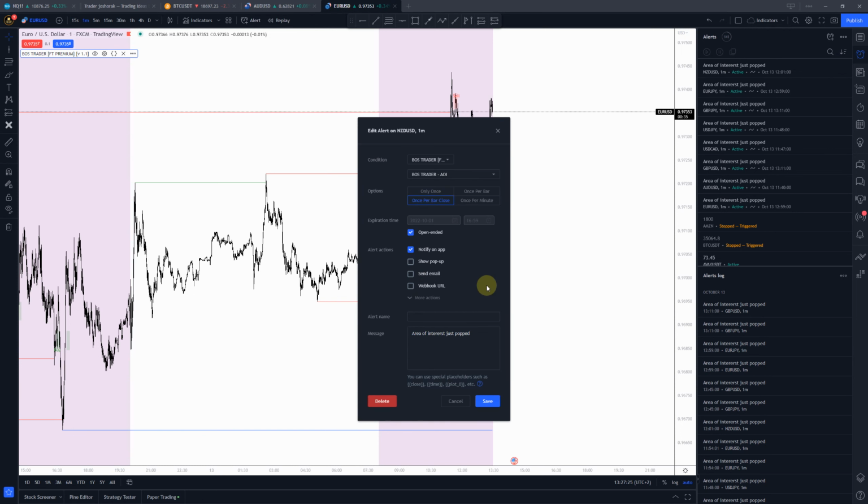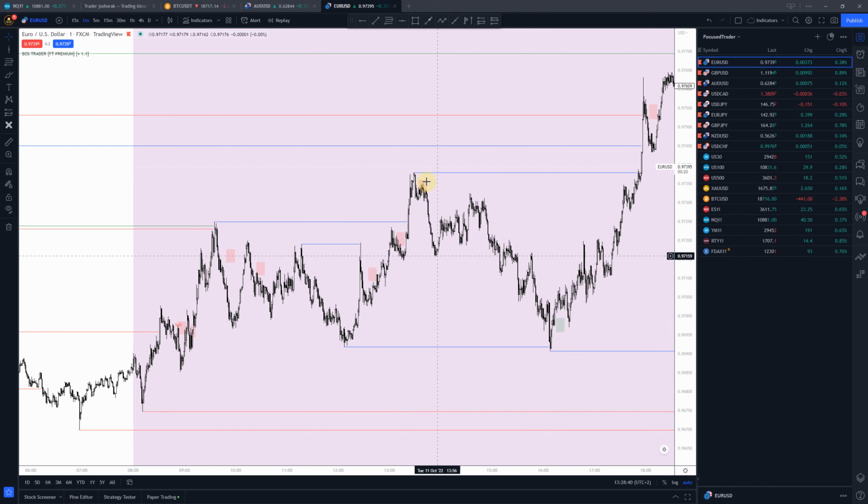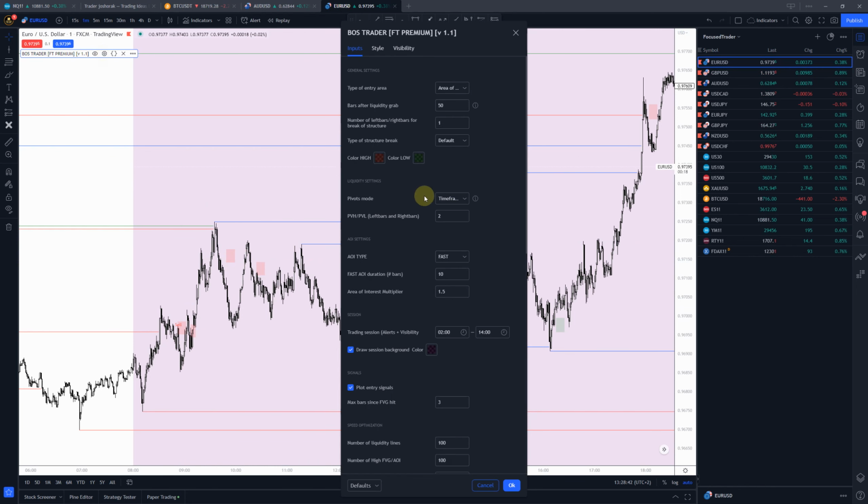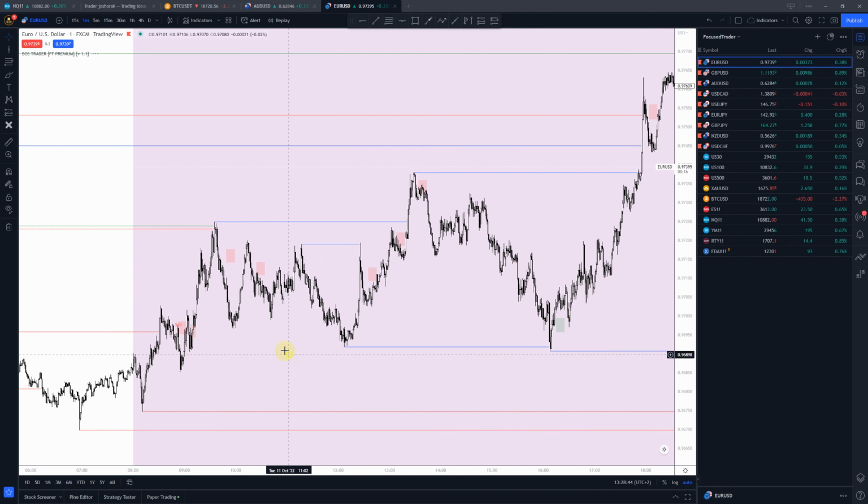you will be able to see that some more areas of interest will pop, right? You see that there are many more here. Let me just set it back to 5, and you will see that some of them will be gone. You see they disappeared. Some of them disappeared.